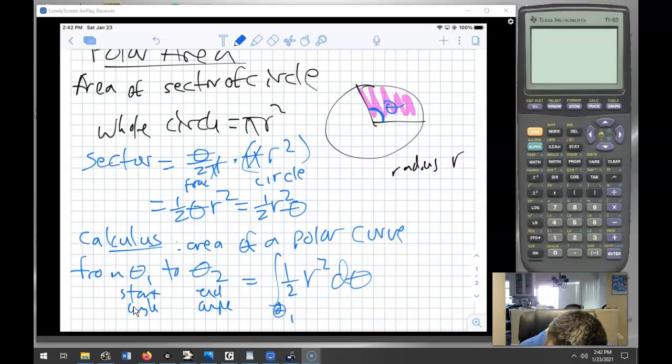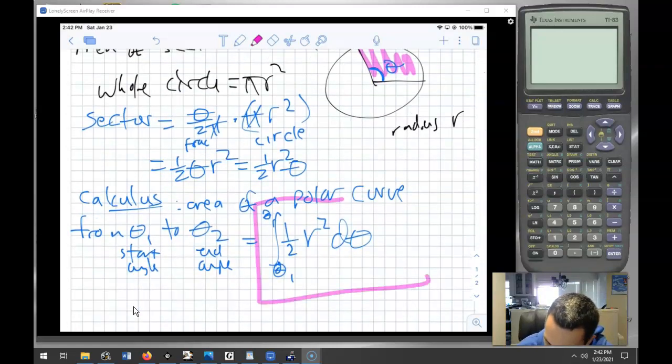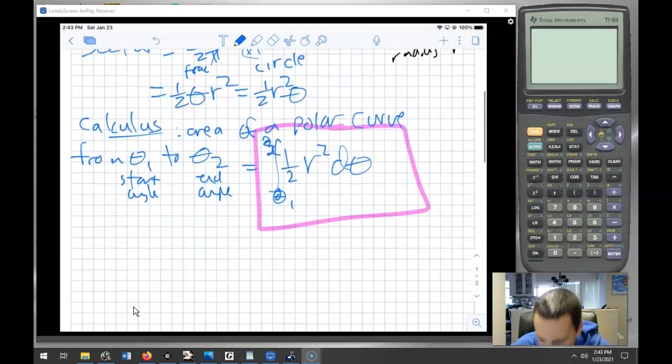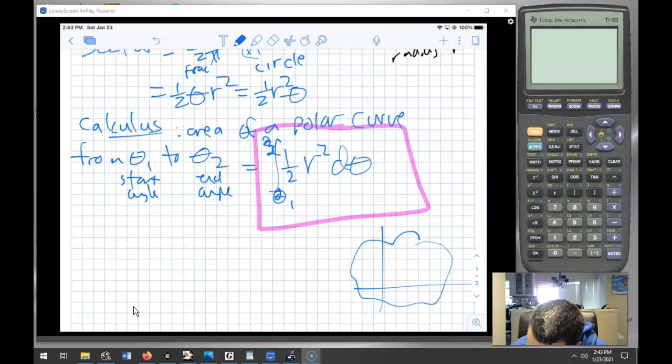So we're going from theta 1 to theta 2. So this is a crucial formula. Put a box around this, save it, whatever you've got to do. But this just tells you the area of a polar curve from one angle to another. You integrate 1/2 r squared times d theta. So that's the situation where we have some curve that looks like this. So this is some r, and we're starting from some theta 1 to some theta 2, a start angle to an end angle, and we're finding the area of the region inside there.